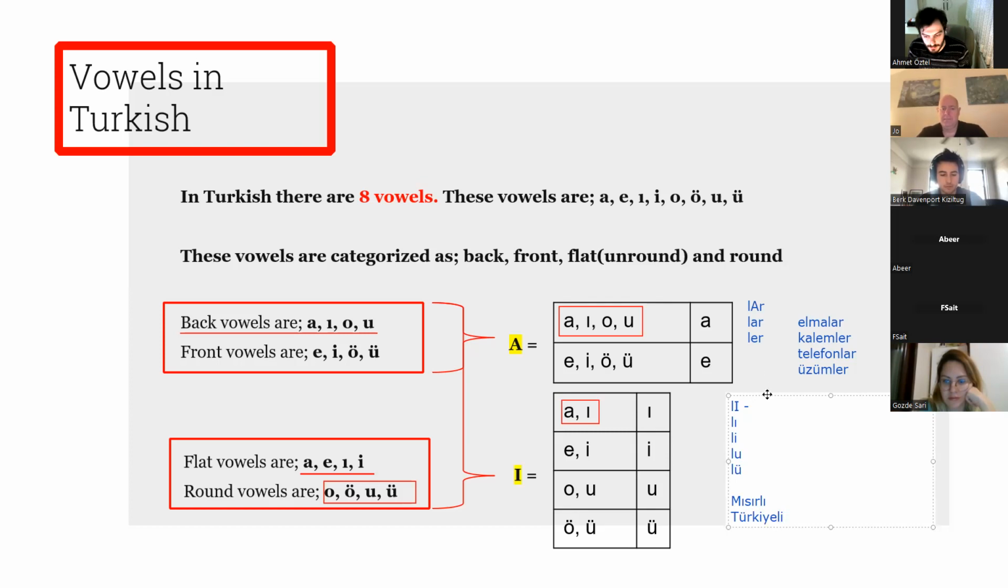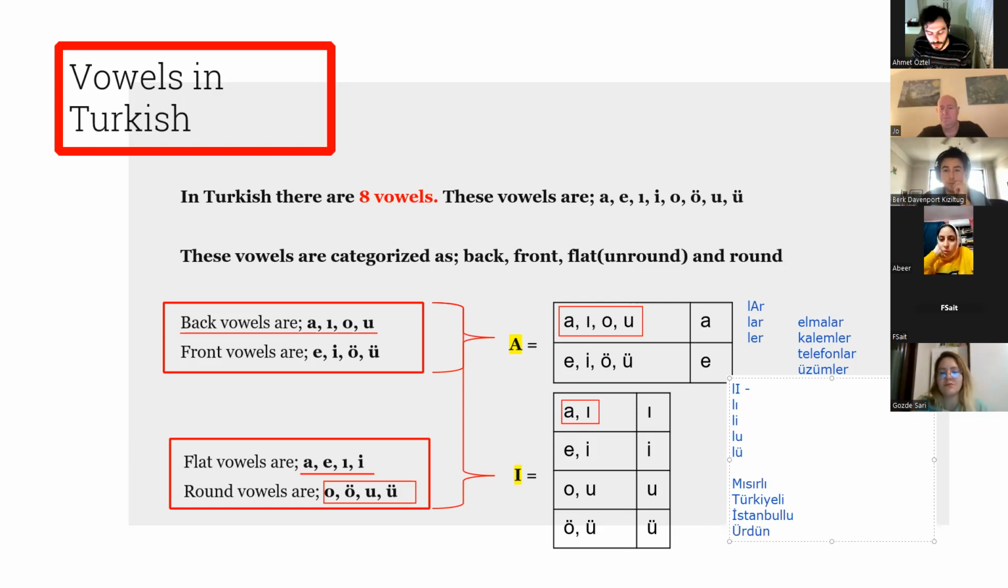Türkiye'li. Because of the vowel harmony. If I say, let's think of, okay, I'm just going to make it easy and say Istanbul. You can also be from Istanbul. So if I say I'm from Istanbul, it's going to be İstanbullu. And if I say I'm from Jordan, which is Ürdün, it's going to be Ürdünlü. So that's the idea.